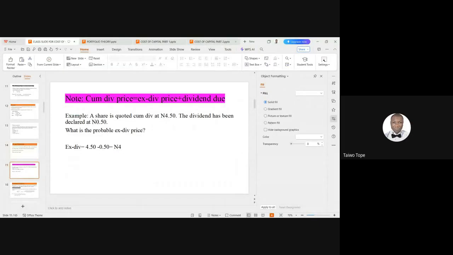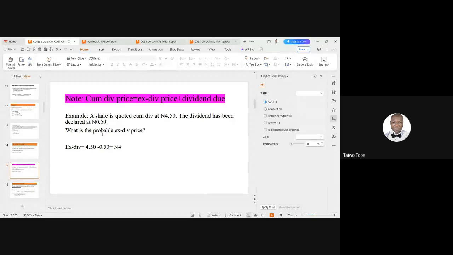So the point is this, note: cum div price is equal to what? Ex div price plus dividend due. Cum div price is ex div price plus dividend due. So for you to get ex div, it will be cum div minus dividend due, for you to get ex div price.